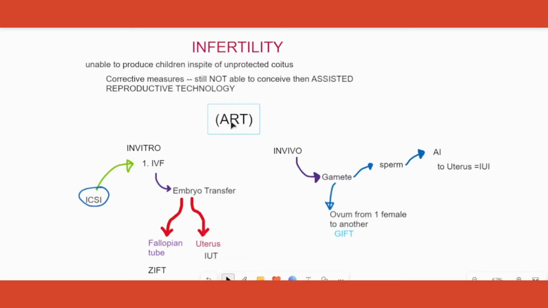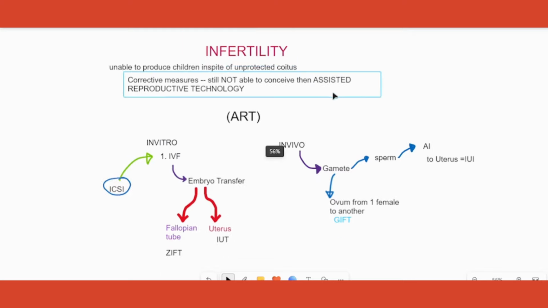For that, first we should know what the term infertility means. Infertility means even after unprotected coitus or sexual contact, the couple is not able to conceive children. In that case, they need to get some assistance or help, and that assistance is a group of special technologies called ART, or assisted reproductive technology. So let's learn them quickly.